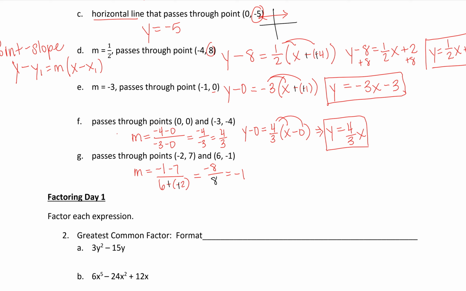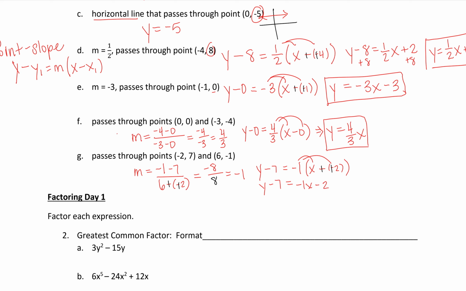Now again, I'm going to choose one of those points. It doesn't matter which one. So we're going to get y minus 7. I choose the first point. My slope is negative 1 times x minus, since I use 7, I will use negative 2. All right, so I know that that negative negative becomes a positive. I get y minus 7 is equal to negative 1x. And that negative 1 times a positive 2 becomes a negative 2.